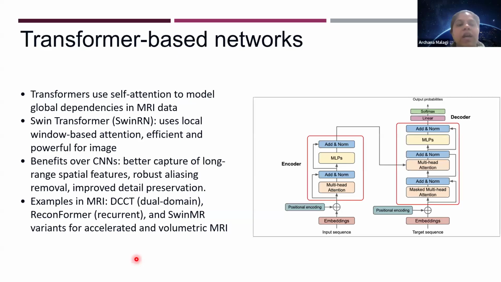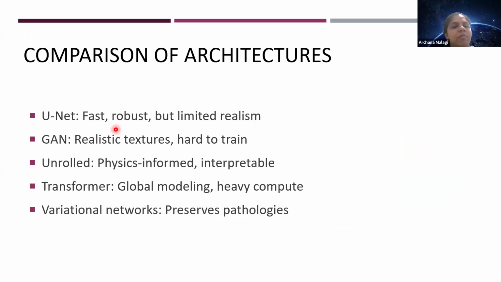The benefit of this is that you can accelerate the reconstruction in a faster way with transformer-based networks. So at the end, in the summary, U-Net is fast, robust, and also limited in that it doesn't reconstruct other fake images. And GAN is also similar. It retains the texture of the original image.